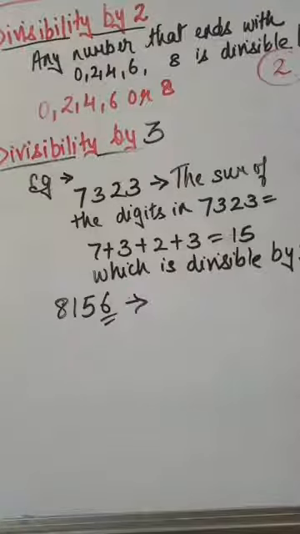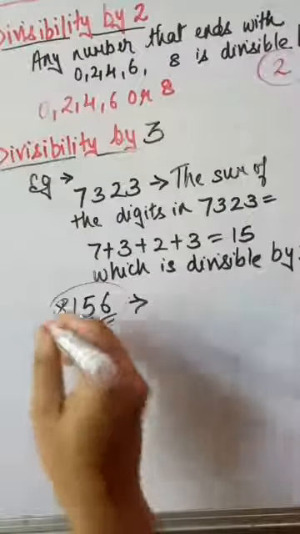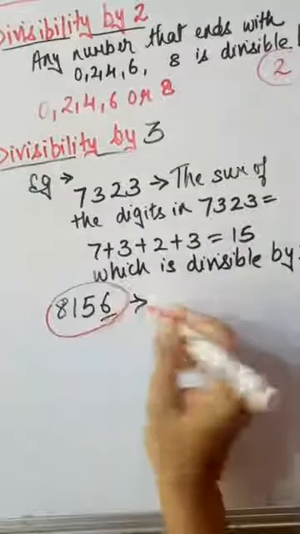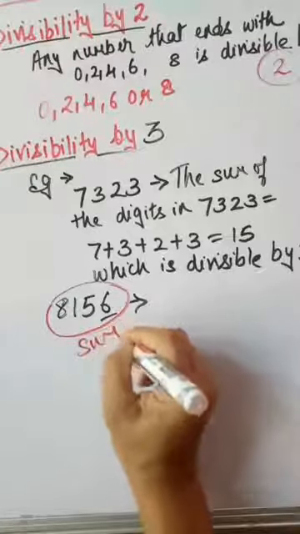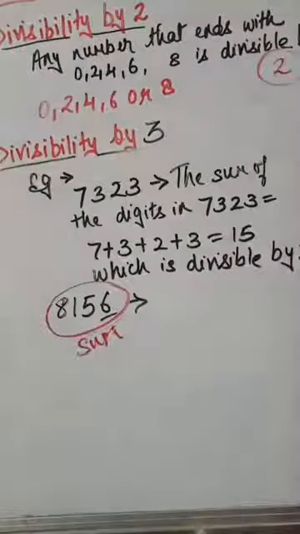The rule is that you are going to do the sum of the digits. After getting the sum, then only you are going to see whether it is divisible by 3. We have to see the sum. After that only we can find out whether it is divisible by 3 or not.